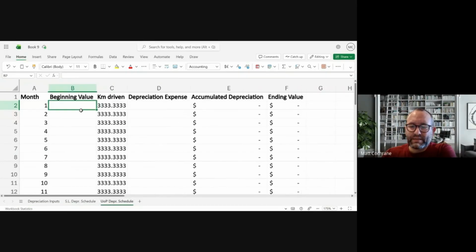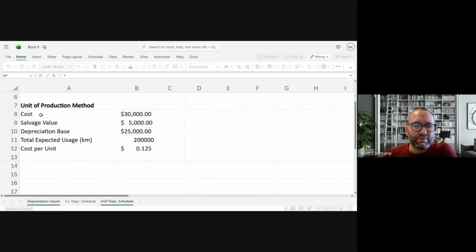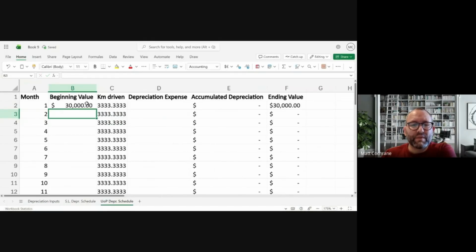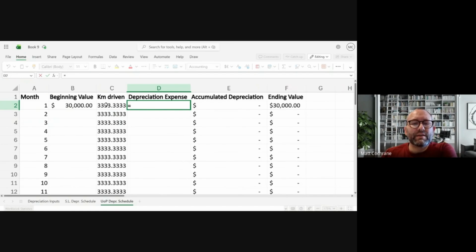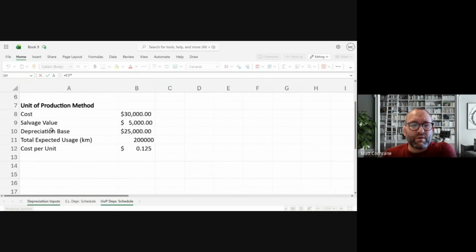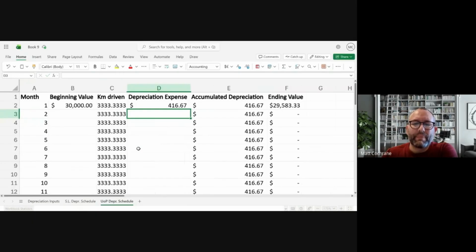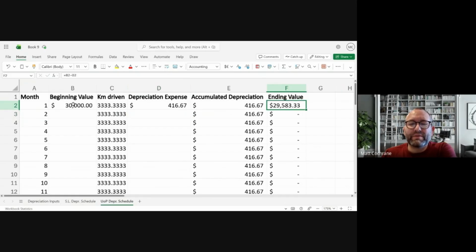So we have to press equals, go to the units of production method, grab our 30,000, and that's good. To calculate our depreciation expense, we're going to need the total kilometers driven multiplied by our cost per unit. That's going to give us 416.67. The accumulated depreciation is just going to be that amount. And the ending value is going to be the beginning value minus the depreciation expense.